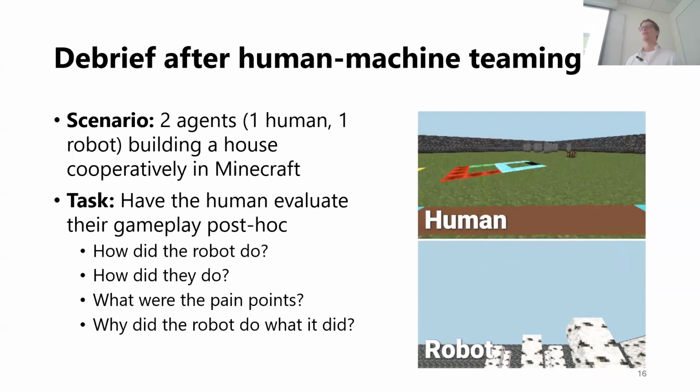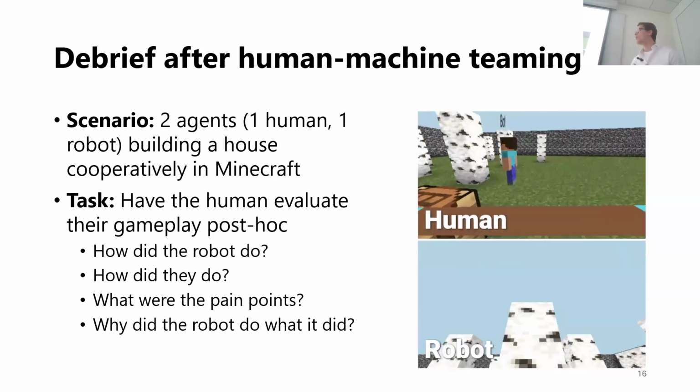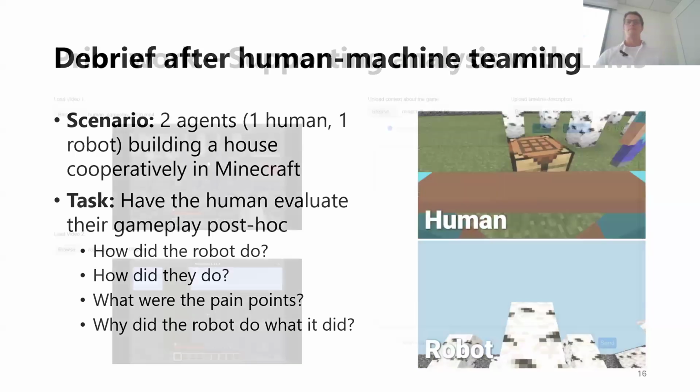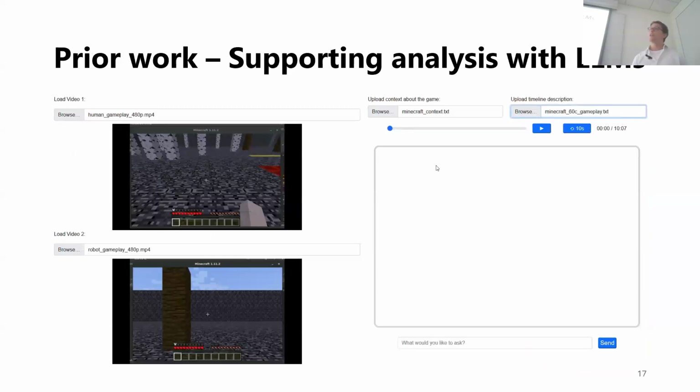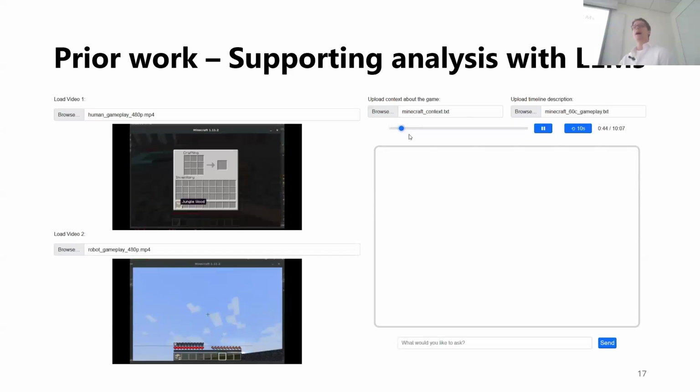So the human had to answer questions like, where did the robot go? What did they do? What were the pain points in collaborating? And why did the robot do what it did? My team at Lincoln Lab were working on a really cool tool when I got there to figure out how AI might help humans perform that task of review better.